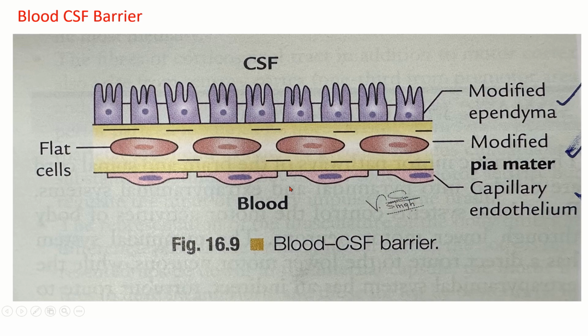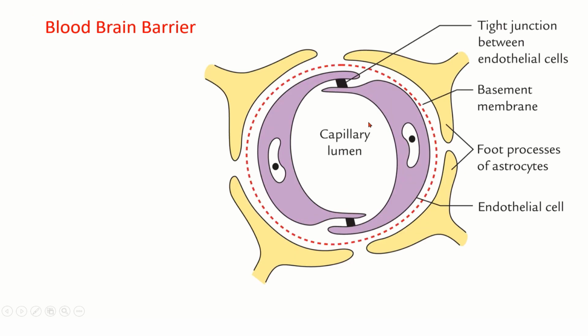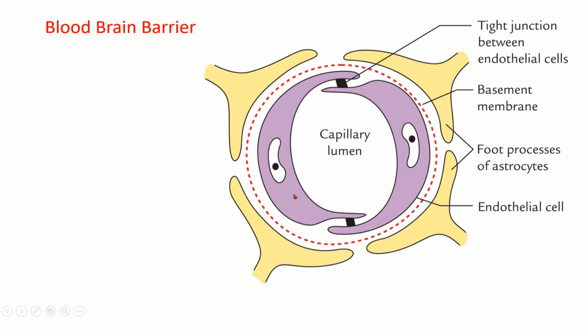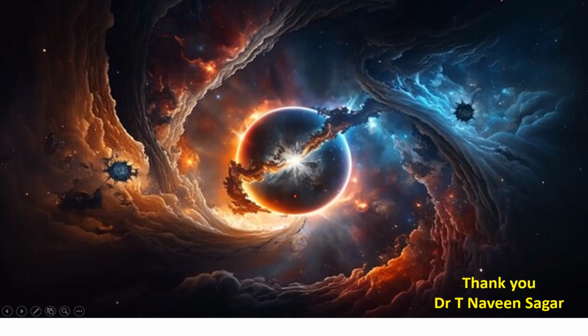So blood CSF barrier and blood-brain barrier, how are they different? You can see here this has capillary endothelium with the tight junctions. You can see the basement membrane, and you can see the foot processes of astrocytes. But here it is fenestrated capillary endothelium, and the fenestrations are filled with the diaphragm, and you can see the basement membrane, modified pial cells. You can see the basement membrane of the choroidal epithelium, and then you can see the modified ependyma lining the basement membrane, and here these are the tight junctions. So this is the blood CSF barrier, and that is the blood-brain barrier. Thank you.